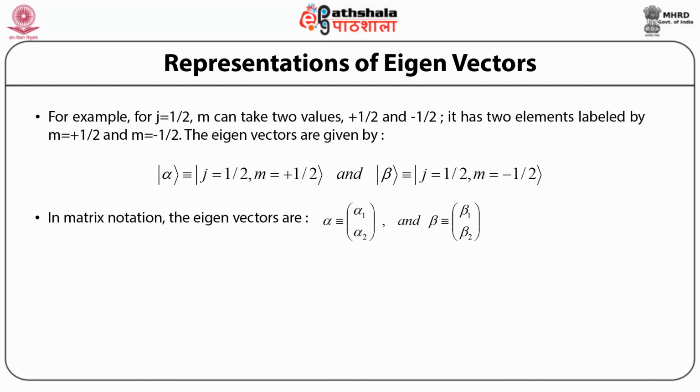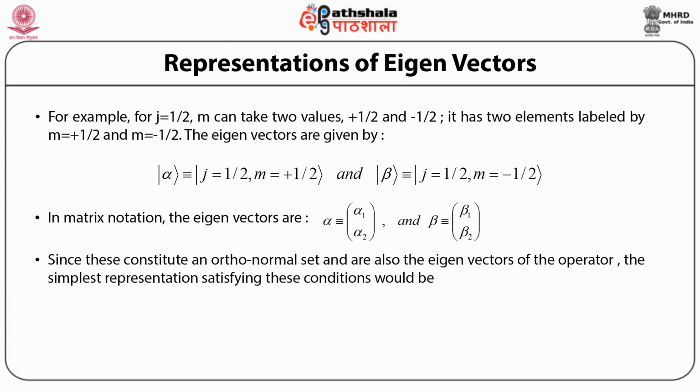Since these constitute an orthonormal set and are also the eigenvectors of the operator, the simplest representation satisfying these conditions would be alpha is equal to a 2 cross 1 matrix with first element being 1 and the other being 0, and beta is equal to another 2 cross 1 matrix with first element being 0 and second being 1.